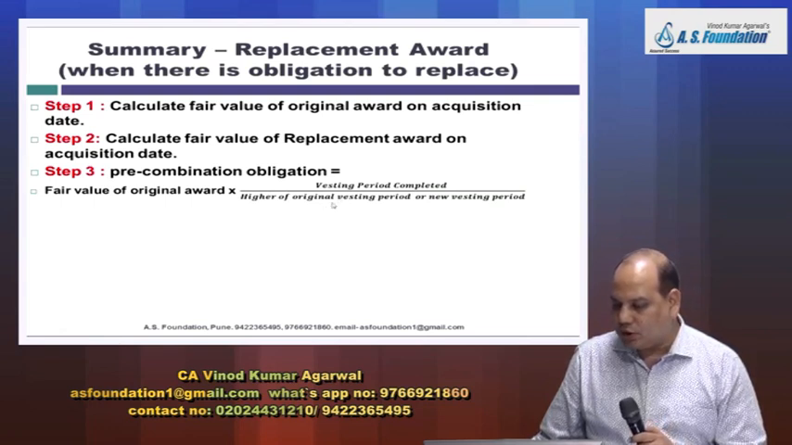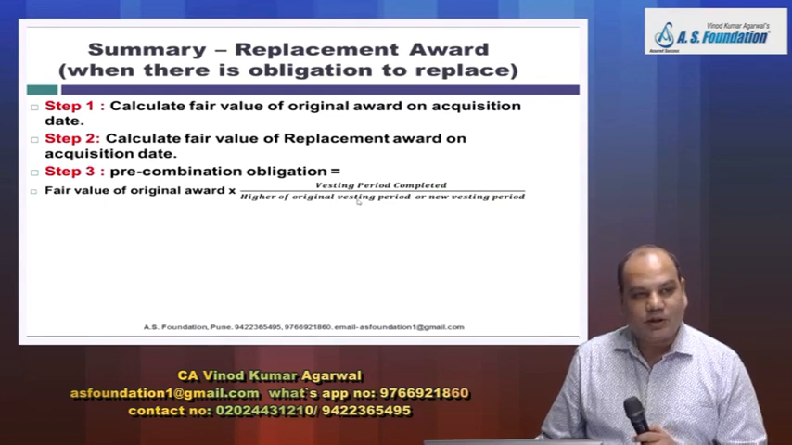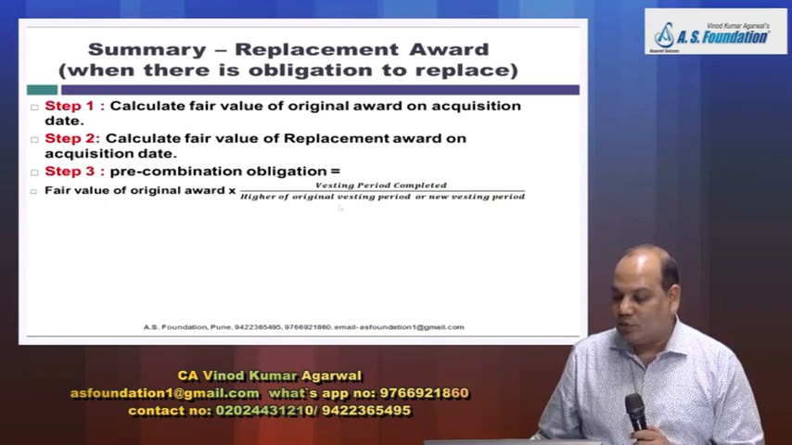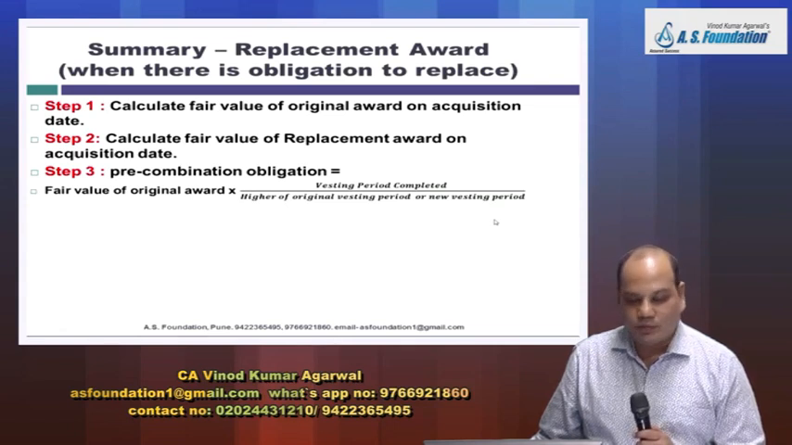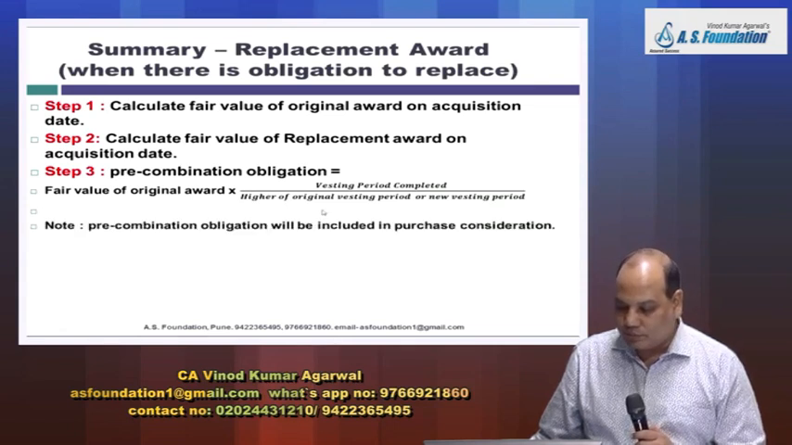Suppose he has completed 2 years and he has to complete 3 more years under the replacement award. So 2 plus 3, 5 years. But suppose the original vesting period itself is 6 years, then I will take 6. But if the original vesting period is 4, then I will take 5 years. So it will become 2 by 5. Higher of the 2 we will take.